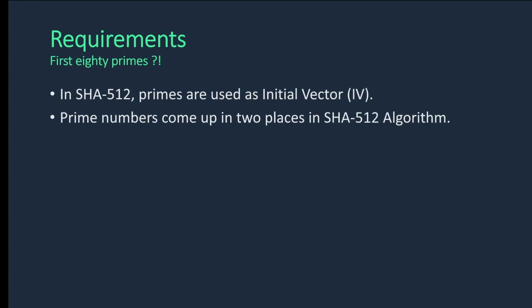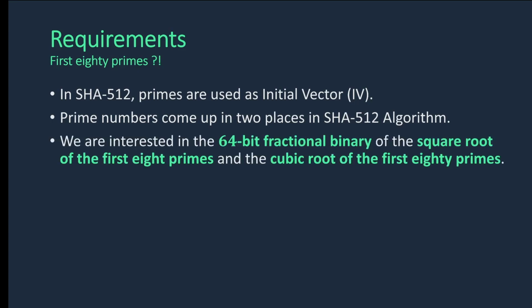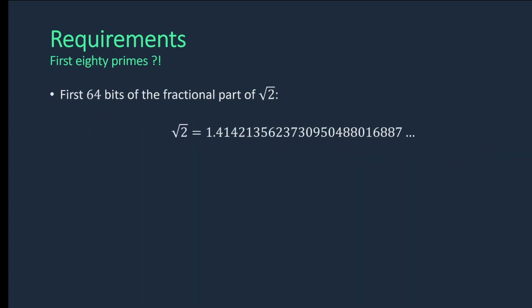Actually, prime numbers come up in 2 different places in the SHA-512 algorithm. The first part is for the initial vector, where we use the 64-bit fractional binary of the square root of the first 8 primes, and then another place that it comes up, we need the 64-bit fractional binary of the cube root of the first 80 primes. So one time we use the first 8 primes, and the other time we're going to use the first 80 primes. And now we're going to see an example of what is meant by that.